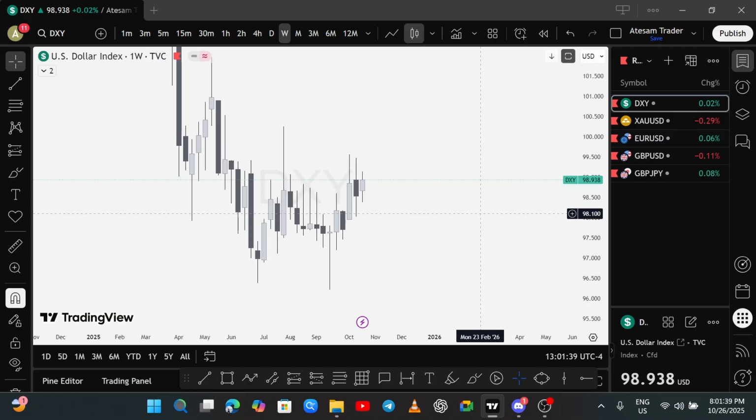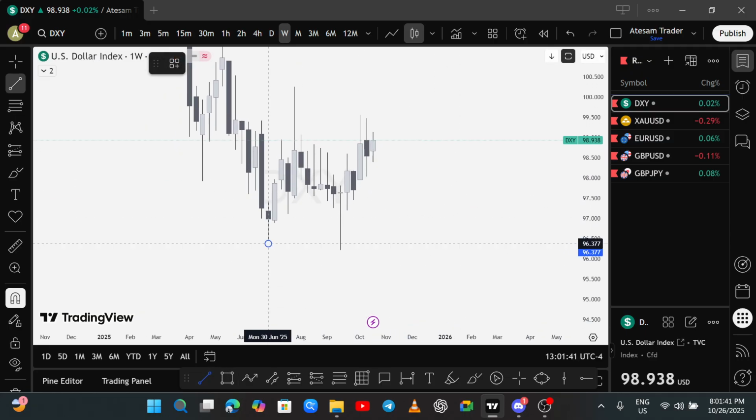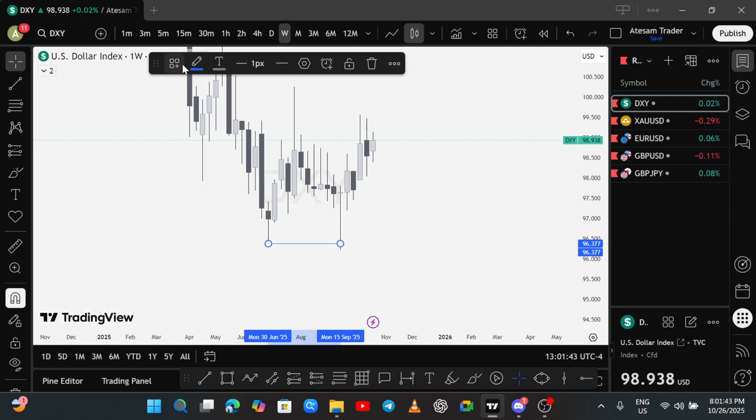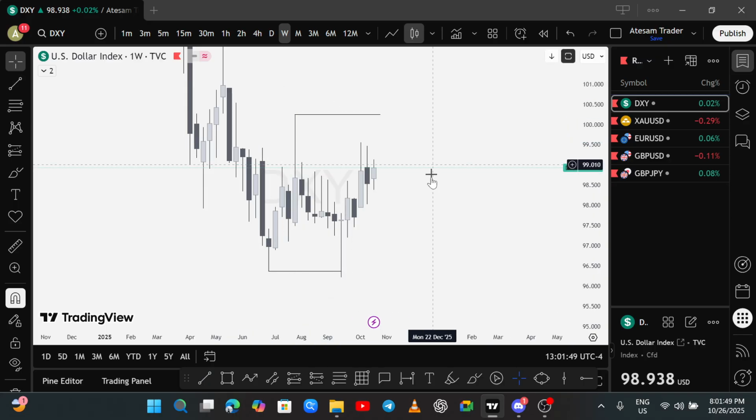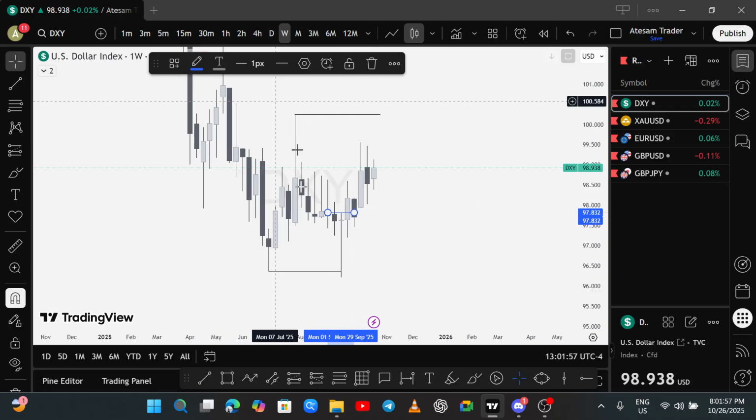And if you see the weekly, what do we have? We swept the range low. Now we can look to target the range high. This is my expectation. And what we have done, we are respecting the down close candle. If you see, this down close candle got respected here.